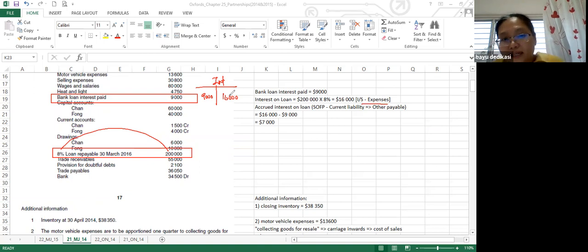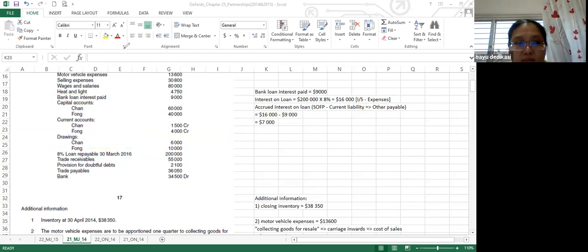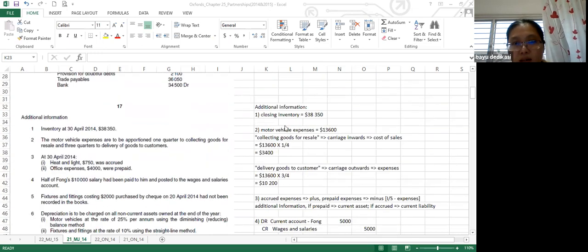Next, the difference between the expenses amount, the income statement amount, and the amount paid, the difference 7,000, is your accrued interest, which is your liability that you need to put into the statement of financial position under the current liability section, other payable. So this information, take notes. Next is that, okay, additional information, closing inventory, 38,000 from here.